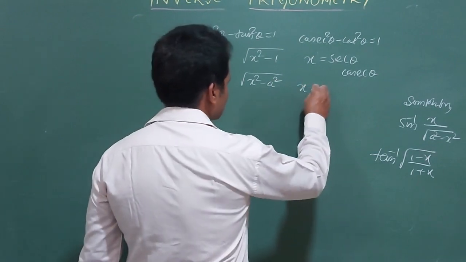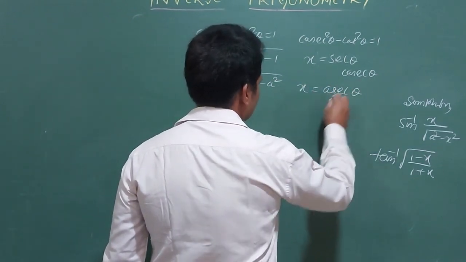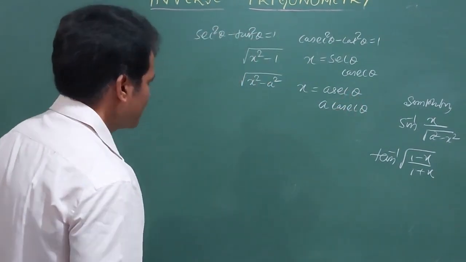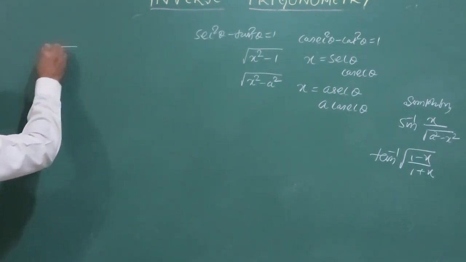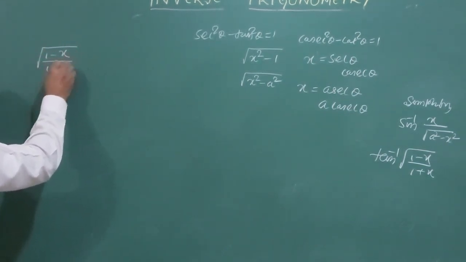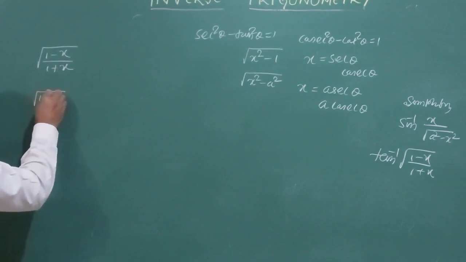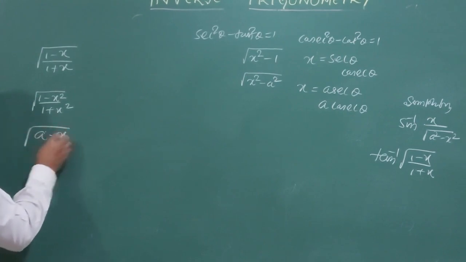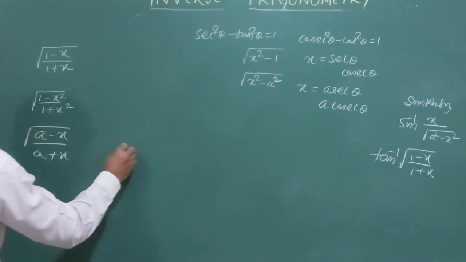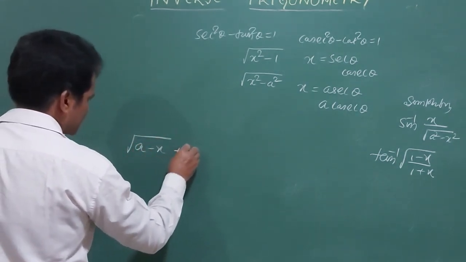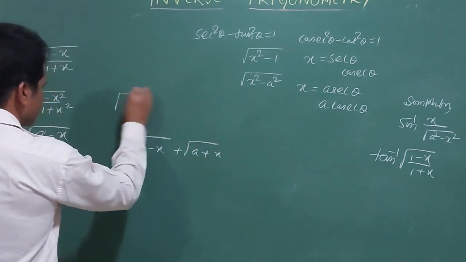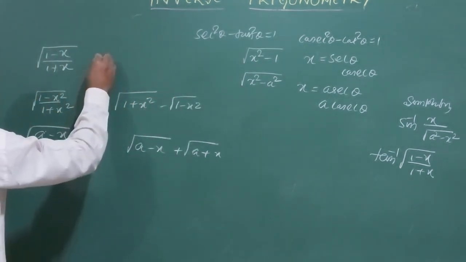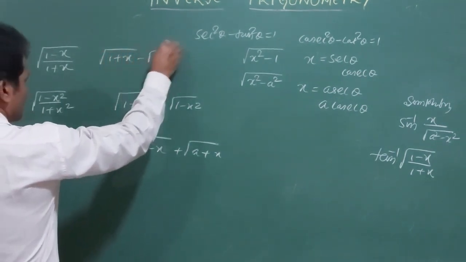Then here x is equal to a sec theta or a cosec theta. Either you can take this or take this. Alright? Then suppose in some of the questions I get 1 plus x, 1 minus x, 1 minus x square, 1 plus x square, a minus x, a plus x, 1 plus x square, 1 minus x square, 1 plus x, 1 minus x.